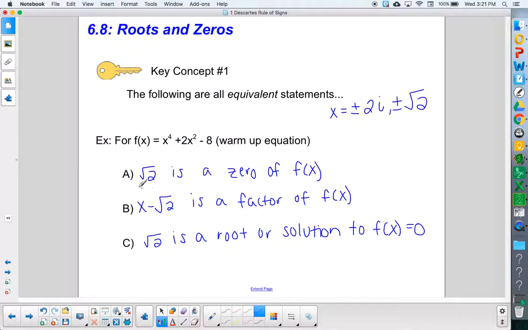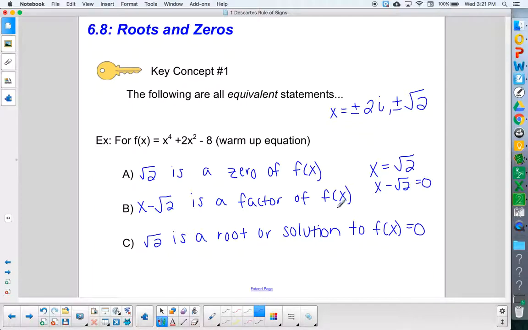So if we know that x equals the square root of 2, we can say that that's a 0 of the function, which means that it's a 0 or an x-intercept. We can also then say that that has to create the factor x minus the square root of 2. Because if you think about it, we have x equaling the square root of 2, and we solve for x by setting it equal to 0. So if we undo that, we get x minus the square root of 2 equals 0. So that's why the factor is that.